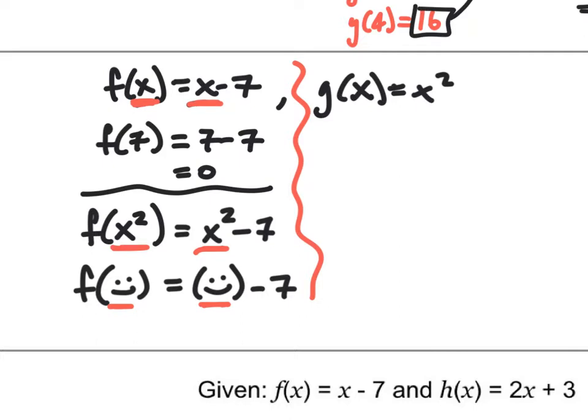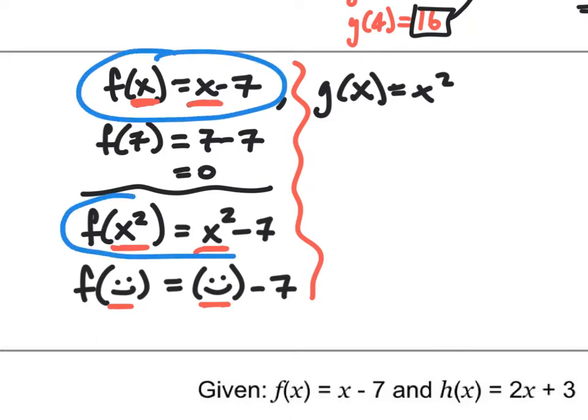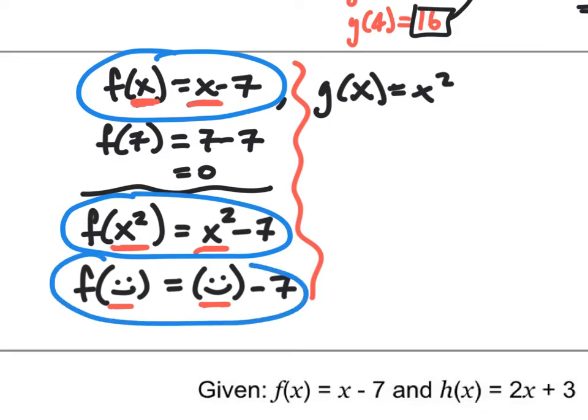And I want you to look at all three of these different functions, okay? And I'm going to ask you, what is the difference between them? And there really isn't any difference. It depends on what you're plugging into that function, okay? If it's an x, then there's an x. If there's x squared, then you plug in an x squared. If you have f of smiley face, you plug in a smiley face, okay?